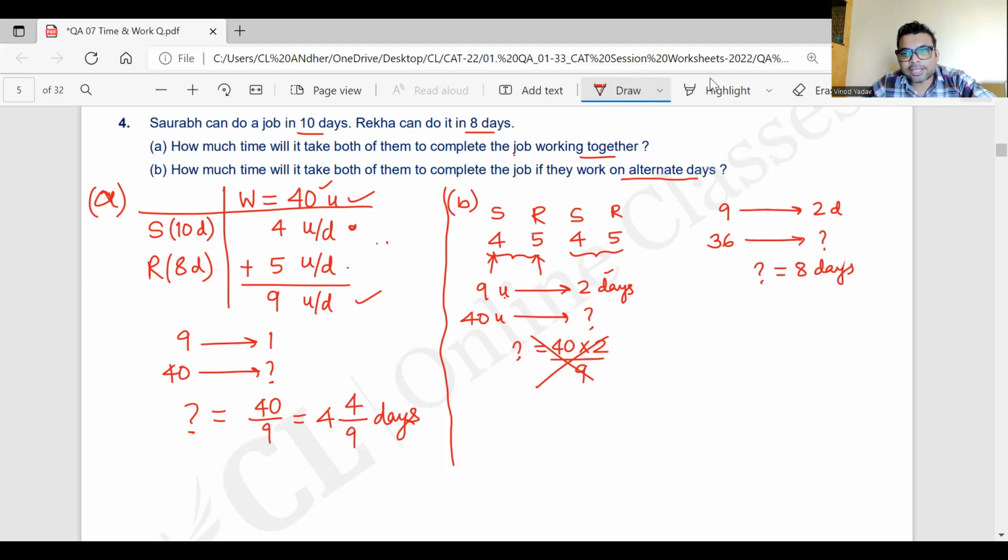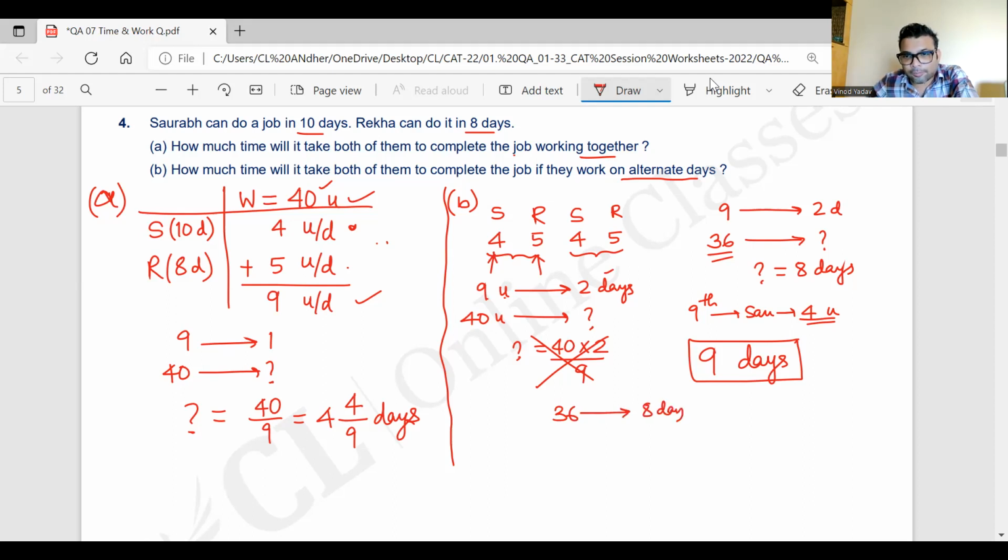So on the 9th day, kiska turn hai? Assumption is Saurav begins. So Saurav aayega, he will do 4 units, right? And 36 units were done, 4 units were remaining to make it 40 units. So in 9 days, the job will be done when Saurav works on the first day. But if Rekha works on the first day, then itna to same hi rahega na, 36 units in 8 days. Uspe koi farak nahi padega.